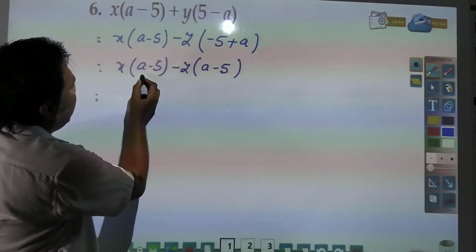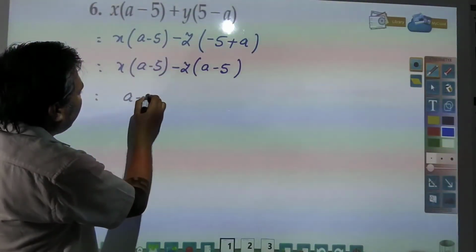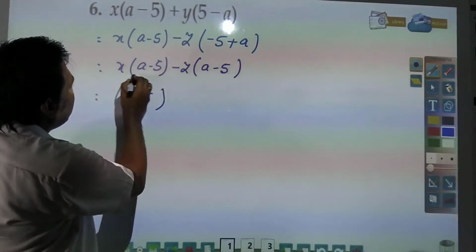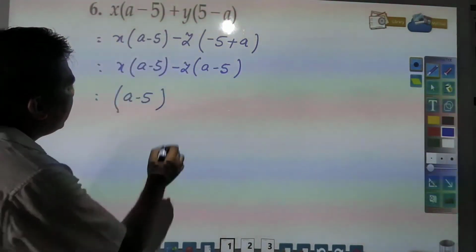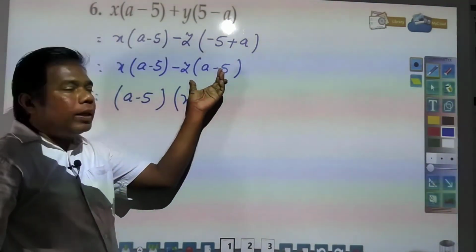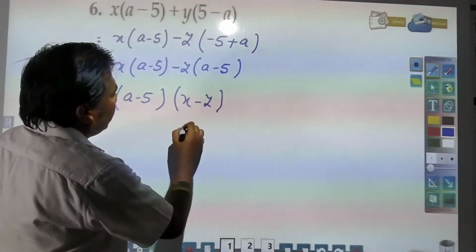And now you see a minus 5 and a minus 5 common you have. So a minus 5 can be taken out common, and you will be left with, in this term you see a minus 5 you have taken out, so you are left with x, and here a minus 5 has been taken out and you are left with minus y, and this will be your answer.